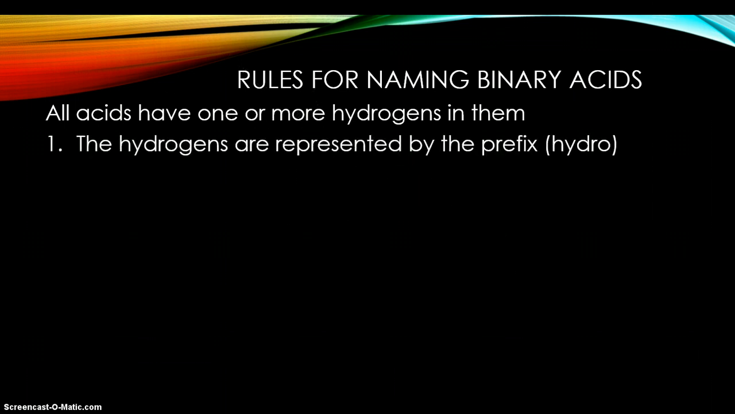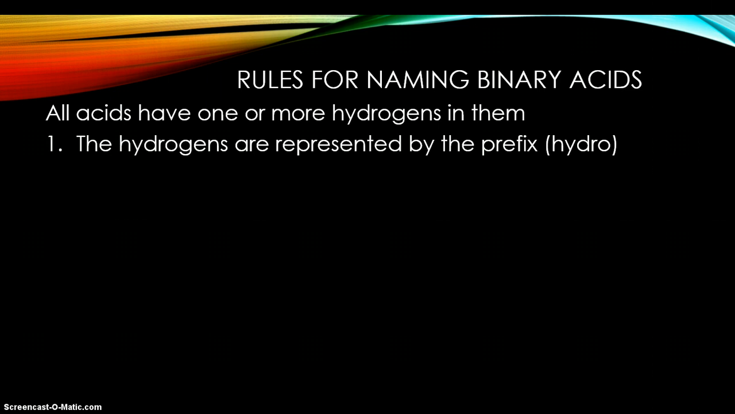So let's take a look. What are the rules for naming them? The hydrogens are represented by the prefix hydro, so you don't actually name it hydrogen. The reason we use hydro is that more often than not, the acids we're talking about are in their liquid state. If they were in their gaseous state, we would name them like any other compound: the first element gets its full name, and for the last element you drop the ending and add -ide. But we're going to deal with acids in their liquid form because that's when they're most commonly used.